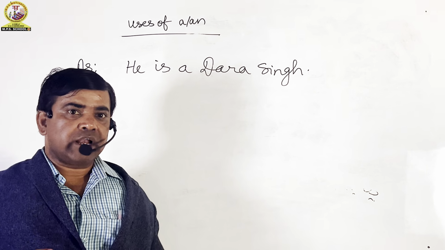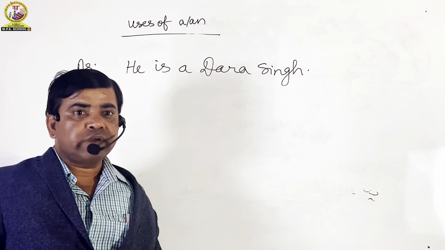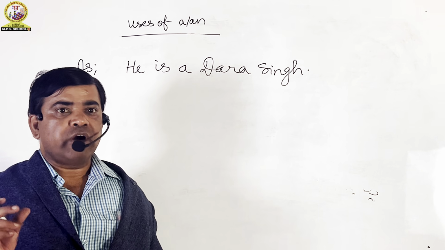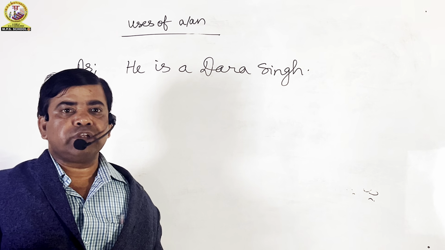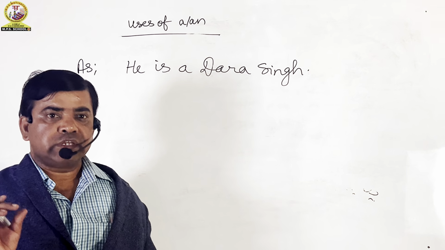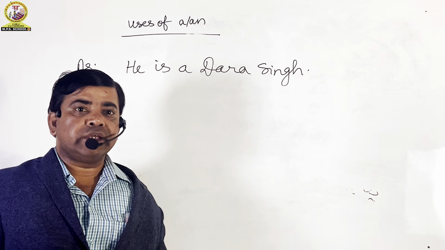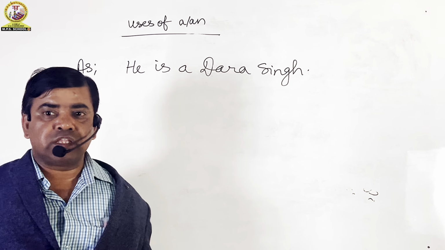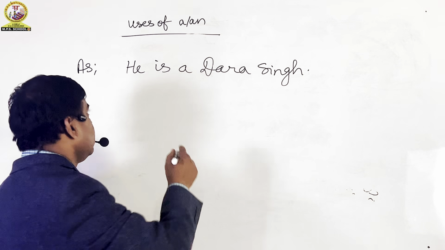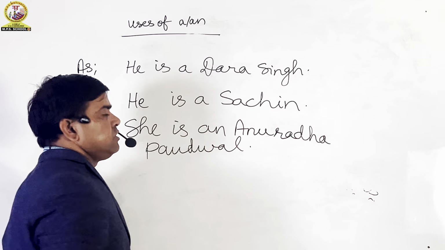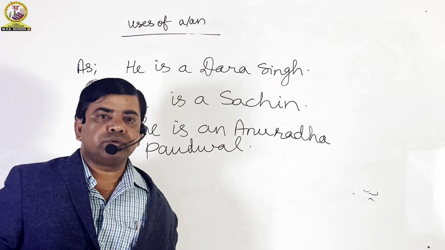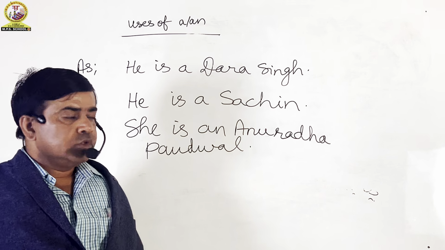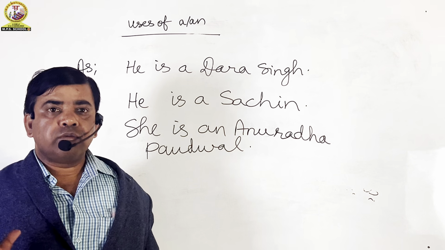The real person whose name is Dara Singh is denoted. But if some person is powerful like Dara Singh, we can use Dara Singh to qualify that person, and in that sense we will use A or An before the proper noun Dara Singh. Or if some person is good in playing cricket like Sachin Tendulkar, we can say he is a Sachin Tendulkar. Or he is a Sachin. She is an Anuradha Paudwal. If a woman is good in singing like Anuradha Paudwal, we can say she is an Anuradha Paudwal.